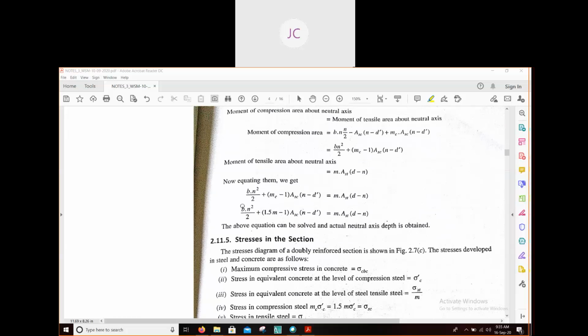In singly reinforced beams, we have the formula Bn square by 2 equals m AST into (d minus n). This was the formula for a singly reinforced beam. Now you can see this portion came because it is a doubly reinforced section. That means we have reinforcement both on the tension side as well as on the compression side.